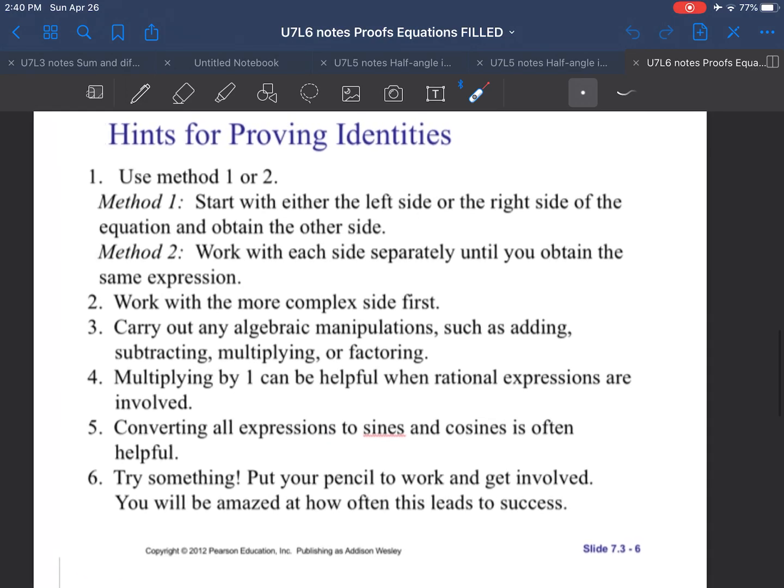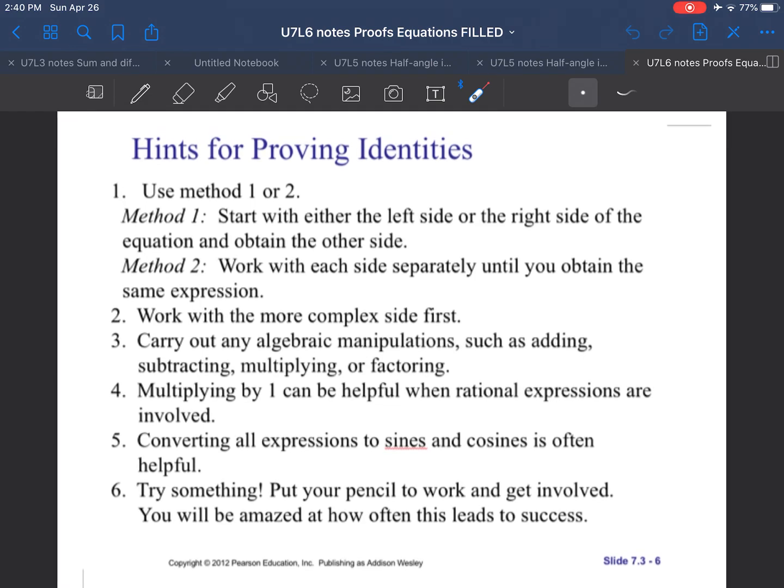All right, guys, here's video 2 for Unit 7, Lesson 6. So hopefully you look through these hints for how you prove identities.